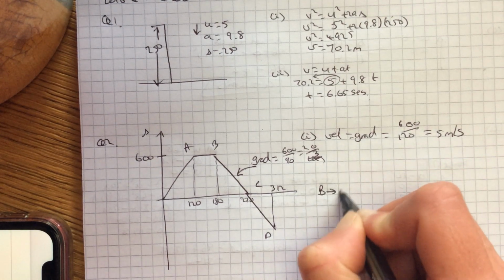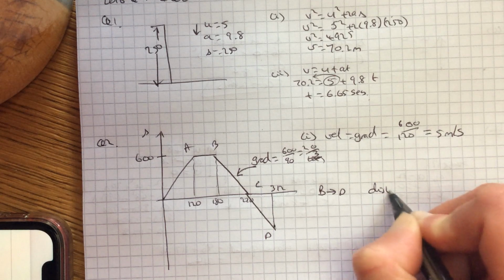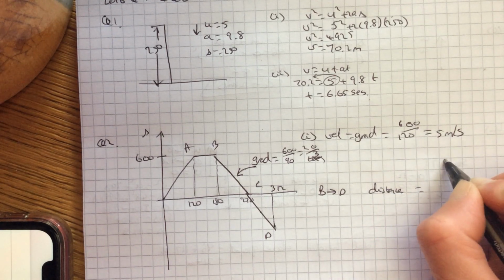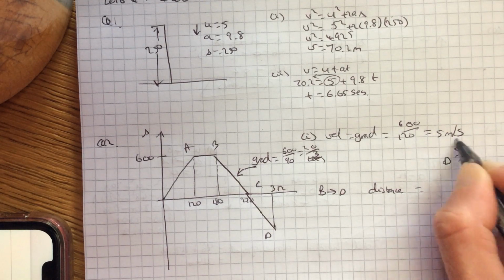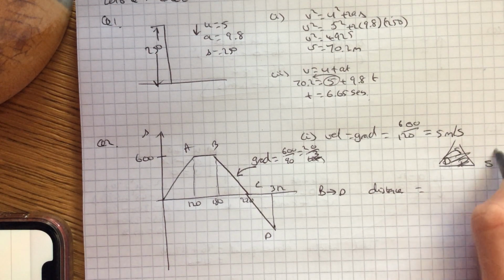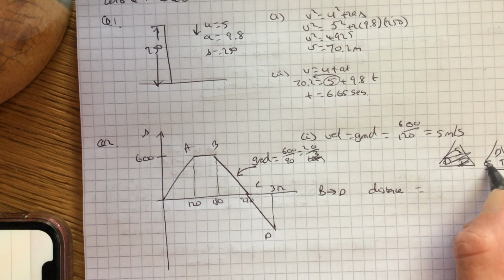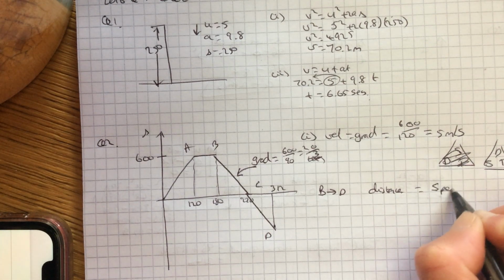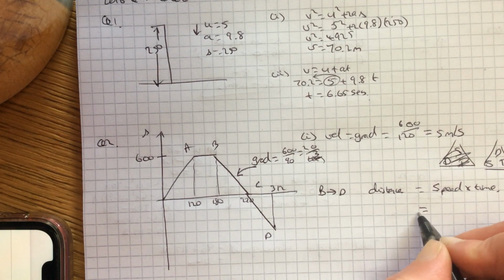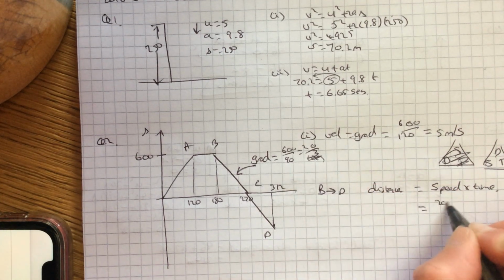So the distance from B to D, going back to basics here: speed is distance over time. So distance is your speed multiplied by your time. I've worked out my speed. My speed is 20 over 3.